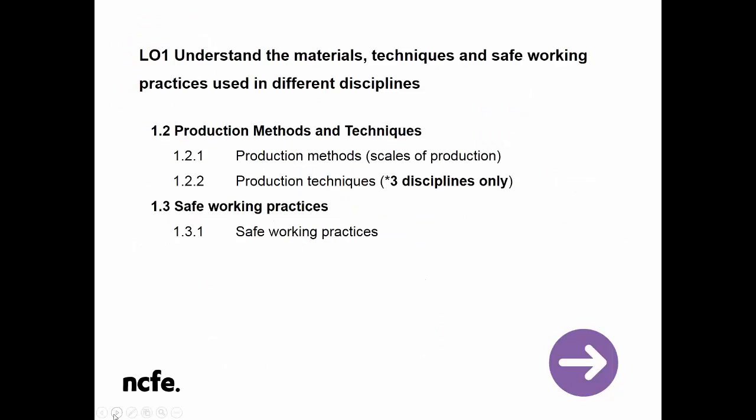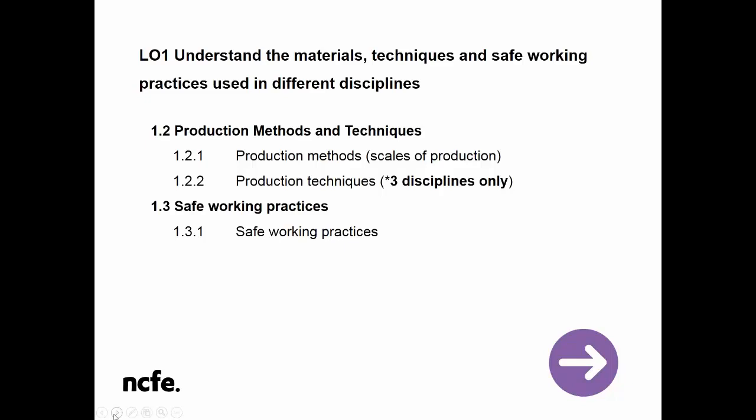So moving on through LO1, Section 1.2 covers production methods and techniques. In the specification, they've defined a technique as the manner and ability by which a technical craft skill is applied to produce a desired result, and a method as the process of manufacture. So Section 1.2.1 covers production methods, and the focus here is on scales of production. So the need to understand production methods, including mass production, batch production, and bespoke production.